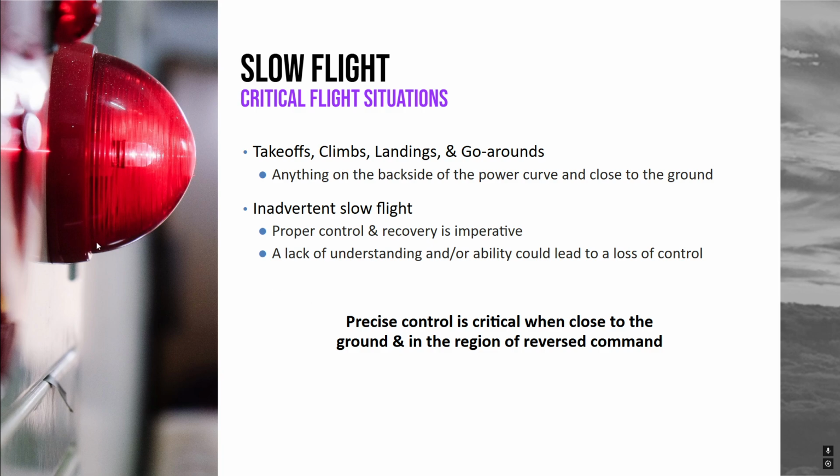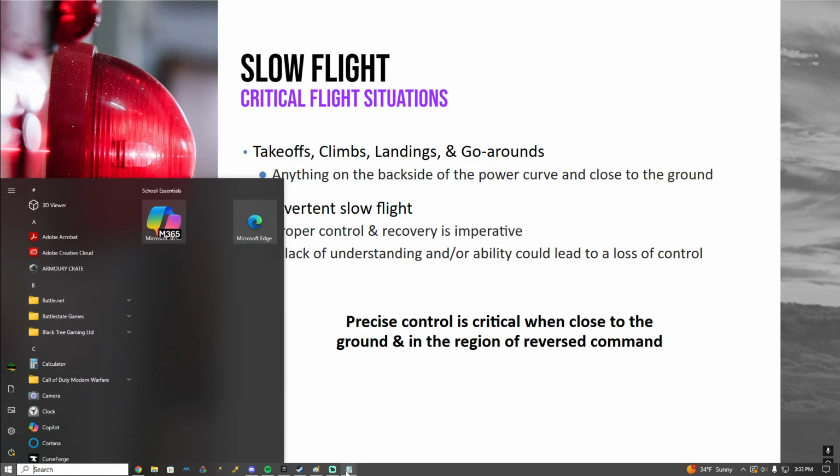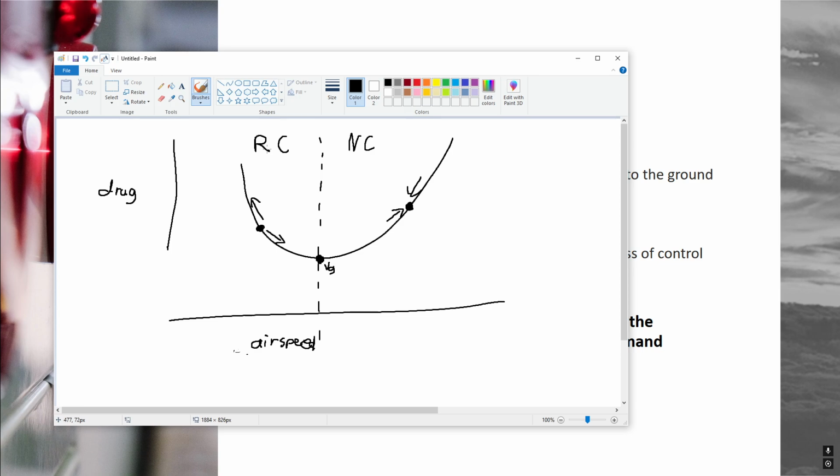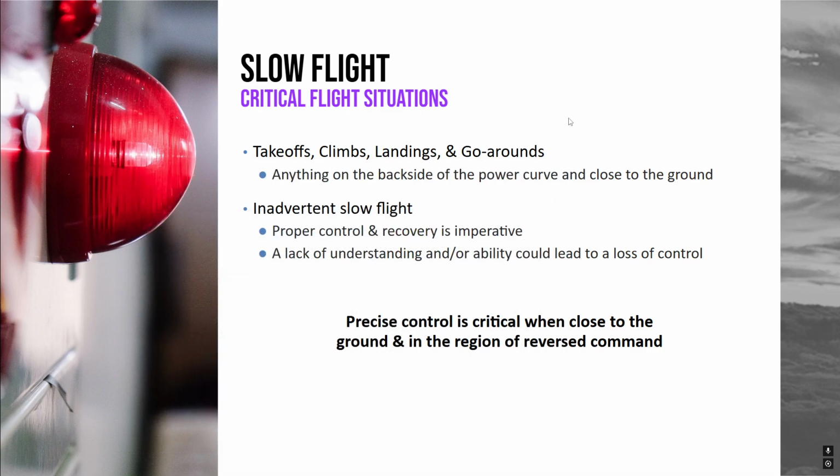Okay, slow flight and critical flight situations. We operate in slow flight, in the region of reverse command, during things like takeoffs, climbs, landings, and go-arounds. In all of this, we're on the backside of the power curve, which is just another way of saying we're in the region of reverse command. We're operating beneath our VG airspeed, and we have this tendency of our airspeed to slip away, causing us to require more pilot forces, or what's the best way to say that? To be more adamant on maintaining our airspeed and altitude.